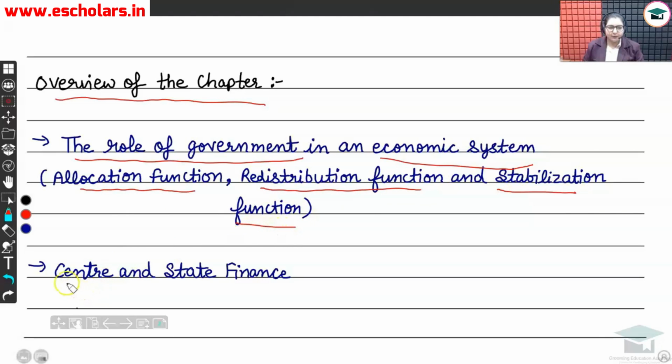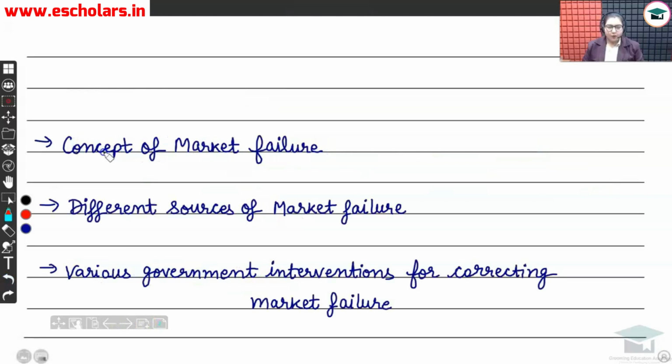Also we are going to cover the center and state finance, that is the responsibilities of the central government and the responsibilities of the state government, and how the central government and state government manage their financial functions. Also, we are going to cover the concept of market failure in detail. Basically, we are going to cover the meaning of market failure and the reasons behind market failure, that is different sources of market failure, that is what leads to market failure.